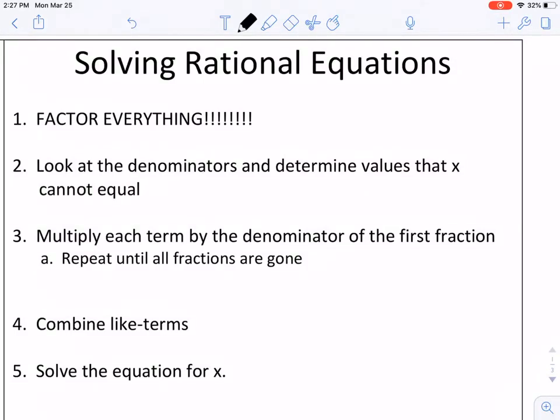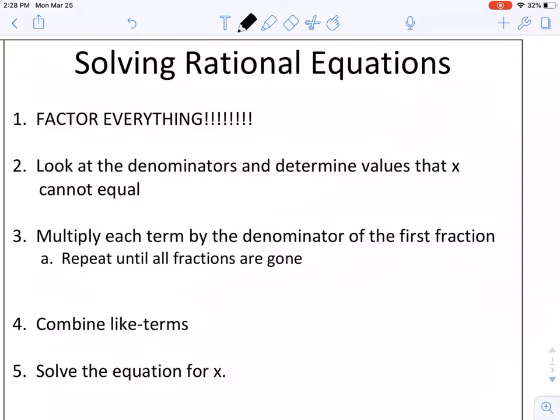Hey, welcome back. And now for our last lesson of our rationals unit, our mod F, is solving rational equations. All right, the rules for rational equations: number one, factor everything. That's important. That's what we've been doing pretty much every single lesson here.